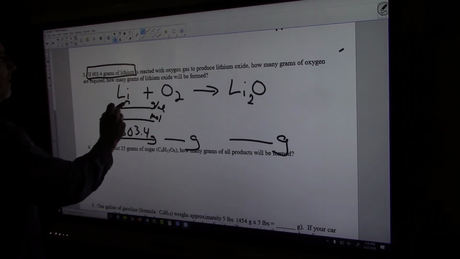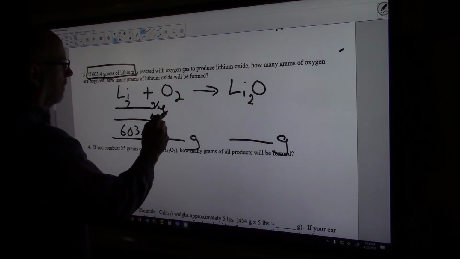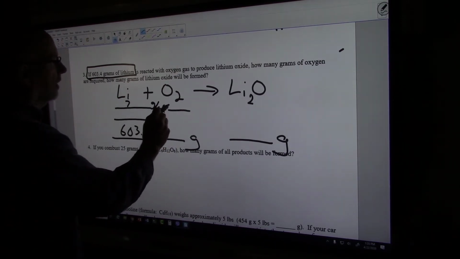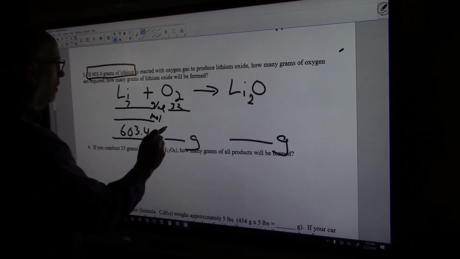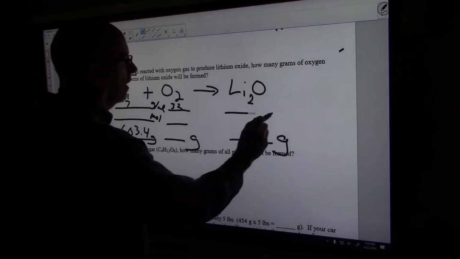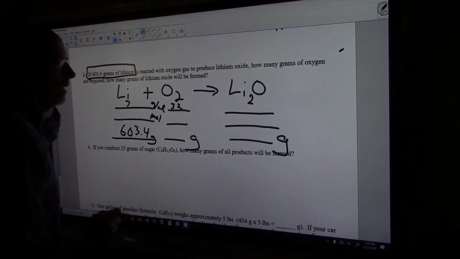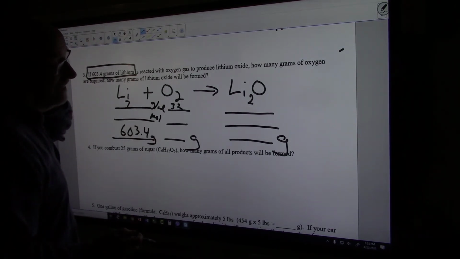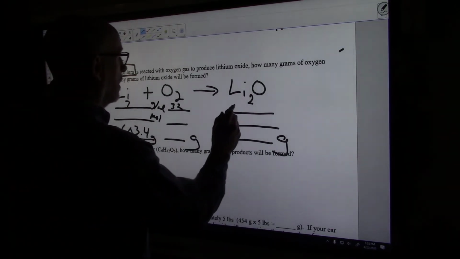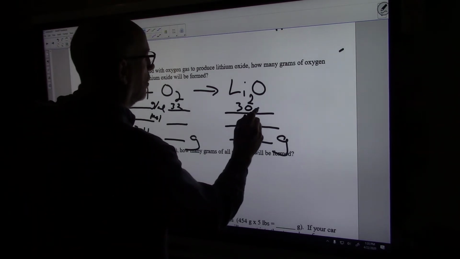Lithium, I think, weighs 7. Oxygen, I'm running out of space here. Oxygen is 32 grams per mole. Lithium oxide, I'm not being very neat. 7 plus 7 is 14, plus 16 is 30. 30 grams per mole.